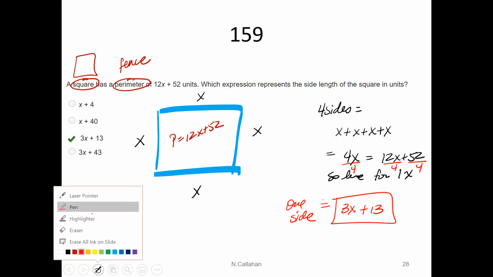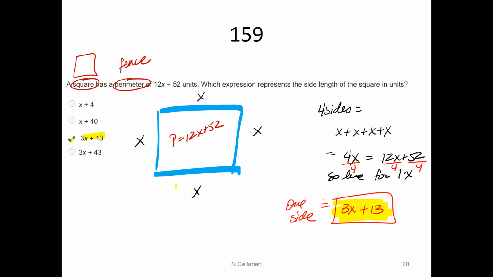So looking at this, which one's your correct answer? Which one matches that? C as in cat. That's the only one that works.